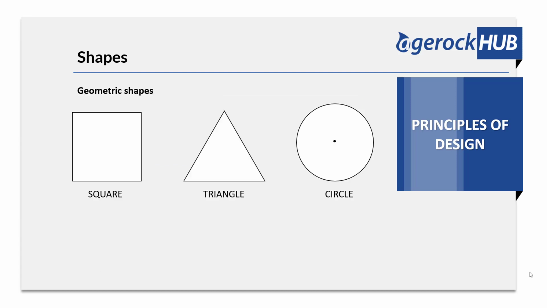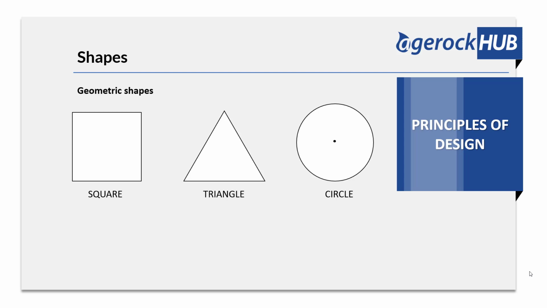Shapes. A shape is an enclosed, two-dimensional object. Basically, there are 2 types of shapes in art: geometric and organic shapes. Geometric shapes are shapes with precise mathematical definition. Examples are squares, triangles, and rectangles.